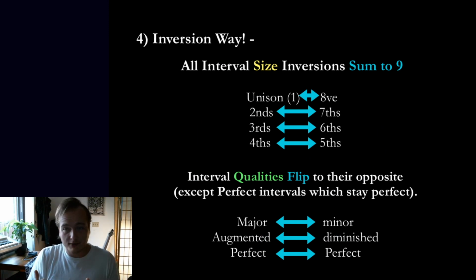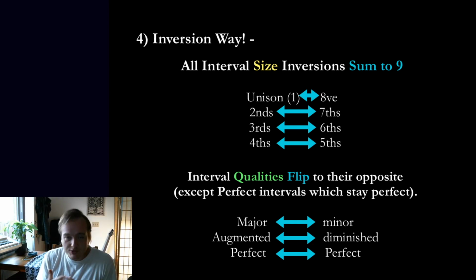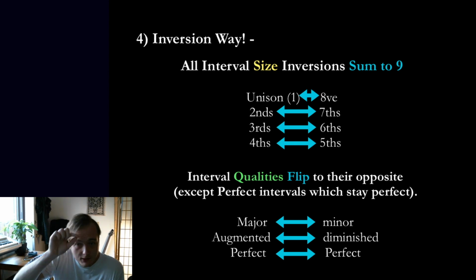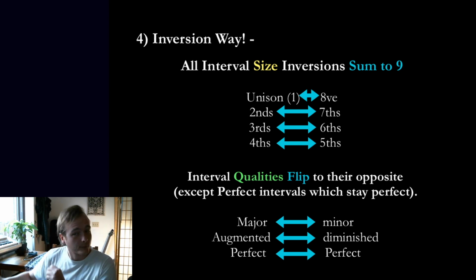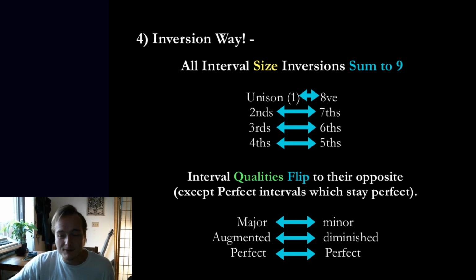Intervals, when they invert, their size inversions sum to 9, and their qualities flip to their opposite, including augmented and diminished, but not including perfect, which stays perfect. And we saw that when the unison inverts to the perfect octave, and the fifth inverts to the fourth. So the perfect intervals are kind of off in their own world. Even under inversion, they stay perfect. Okay, let's take a few more examples using the inversion method, and that'll close the video for today.